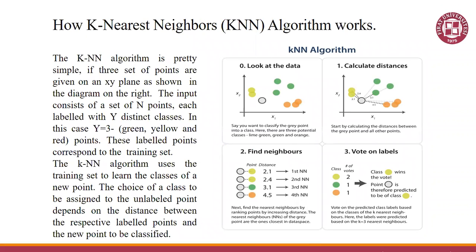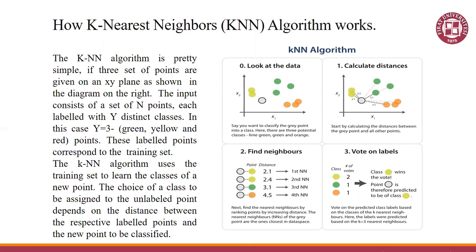Let's look at how the KNN neighbors algorithm works. The KNN algorithm is pretty simple. If three sets of points are given on an XY plane, as shown in the diagram on the right, as you can see, the input consists of a set of endpoints, each labeled with y distance classes. In this case, our y is 3 based on the image: green, yellow, and red points. These labeled points correspond to the training set.